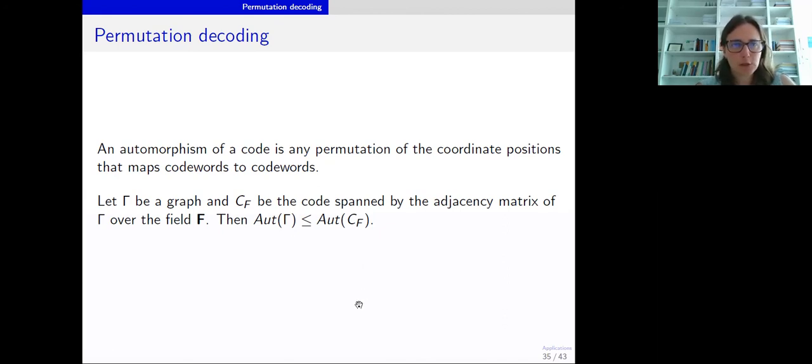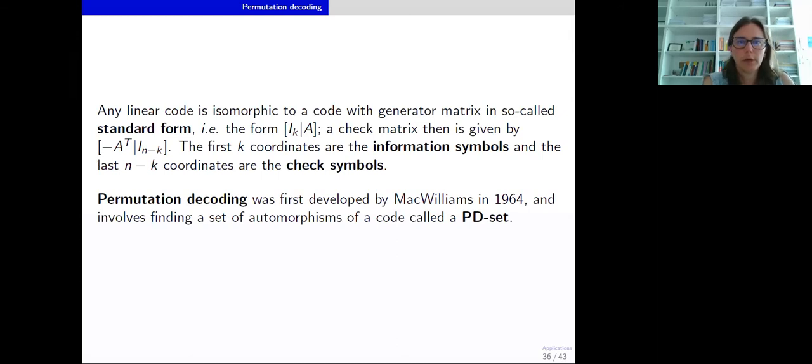So what actually is this? Just to remind you of what I showed you on the first slide, an automorphism of a code is any permutation of the coordinate positions that maps code words to code words. If you take gamma to be a graph, and C is the code spanned by the adjacency matrix of gamma over the field F, then the full automorphism group of the graph is a subgroup of the full automorphism group of the code. This is very important.